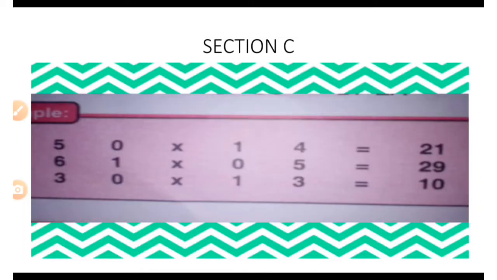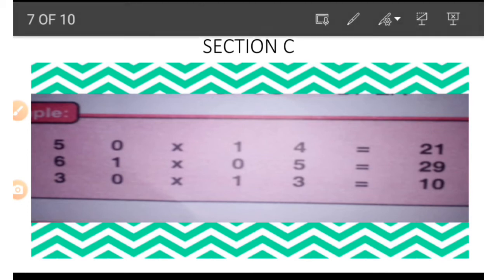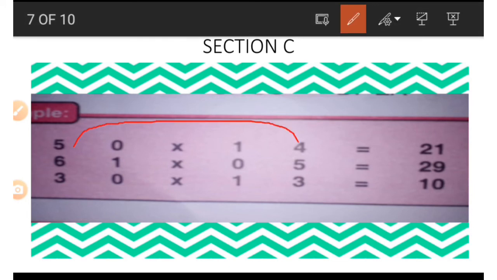Now let's look at section C. In this section C, we have to multiply the extreme numbers and add or subtract the numbers at the middle. The number on the right is added while the one on the left is subtracted. So for example, you can multiply 5 by 4, because they are the extreme numbers. But the number at the middle on the right hand side is 1. So you add 1 to whatever you get.